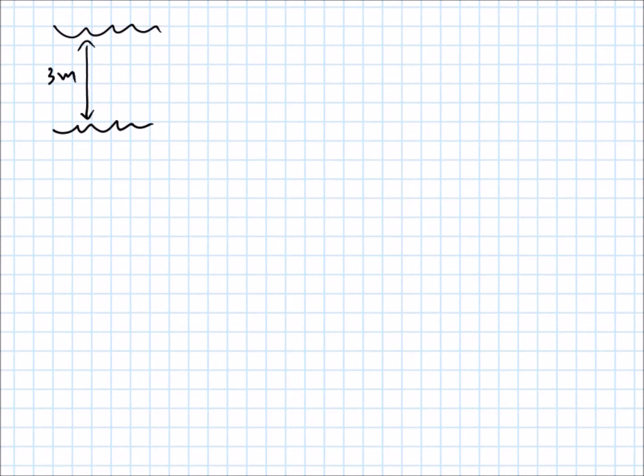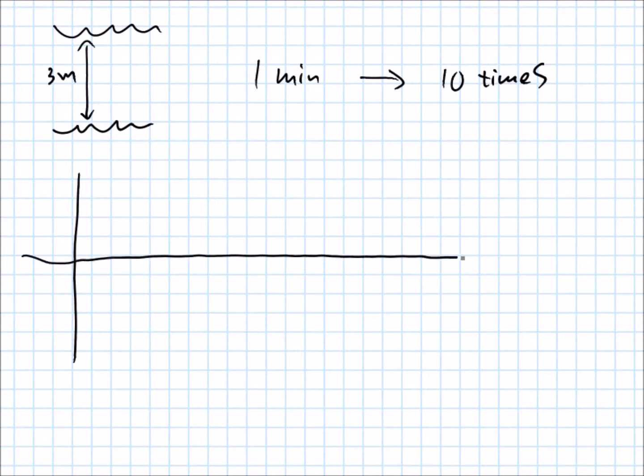So let's say the water level was high when we first started watching it, at its highest point. And let's say we watch for 1 minute, and over the course of that minute the water level goes all the way down and all the way back up 10 times. Like so. So if this thing's fairly periodic, we can trust that we can make a nice equation for it. But let's start with the graph of what's happening.